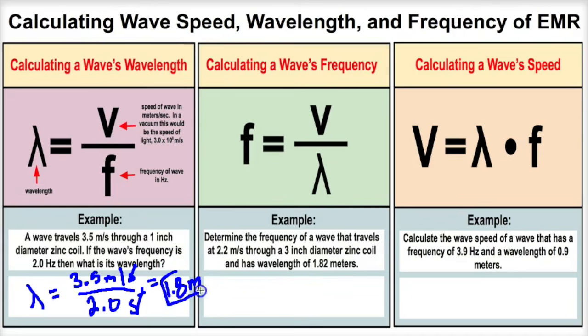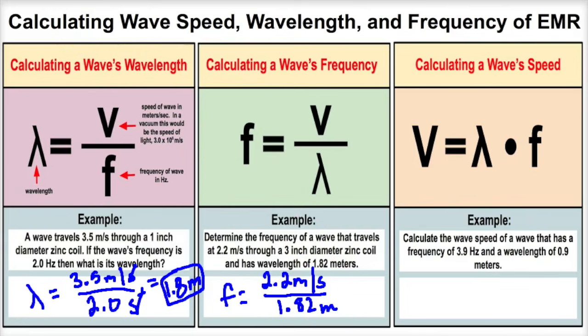Okay, so that is the wavelength of this little wave right here. Let's figure out how we can now calculate the frequency of a wave. It says right here, determine the frequency of a wave that travels 2.2 meters a second through a 1-inch diameter zinc coil and has a wavelength of 1.82 meters. So to get the frequency, we simply take the wave speed, which is 2.2 meters per second, and we're going to divide this by the wavelength, 1.82 meters.